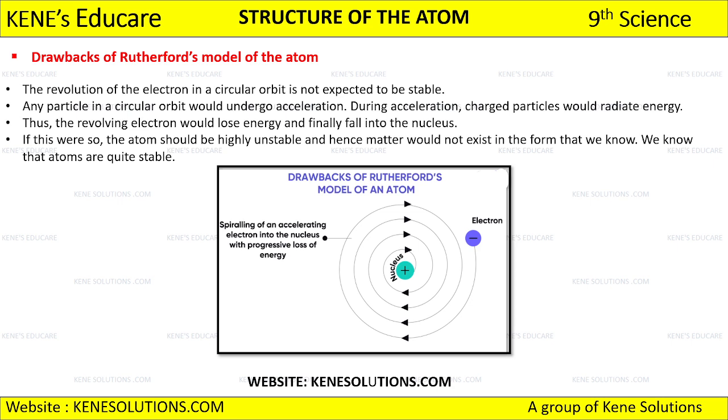We know that atoms are quite stable, right? So here we have the drawbacks of Rutherford's model, which show the spiraling of an accelerating electron into the nucleus with progressive loss of energy. As they are accelerating and moving, energy loss will take place, so they are going to radiate some amount of energy.